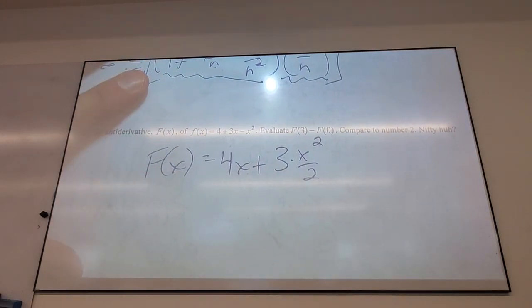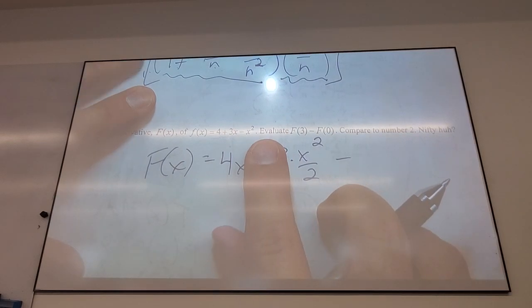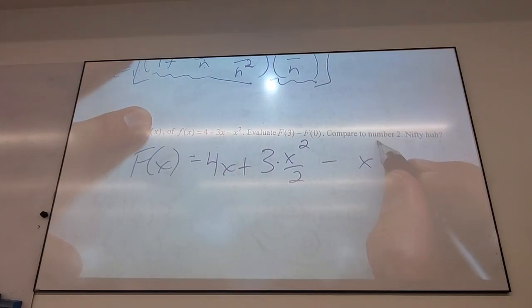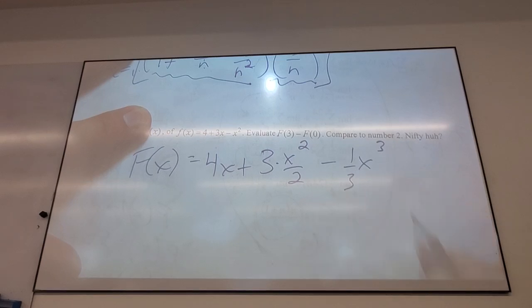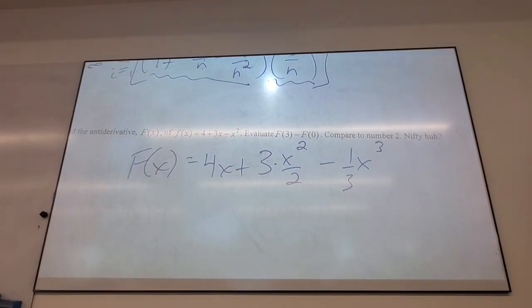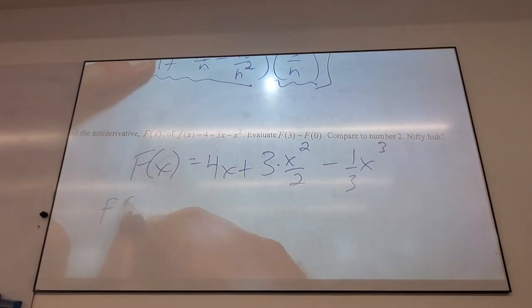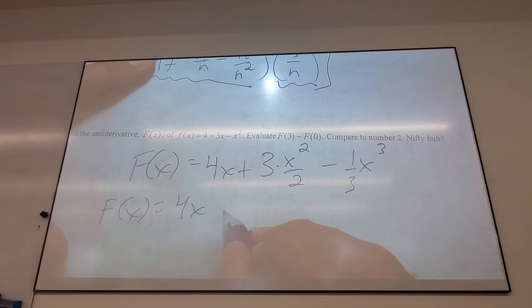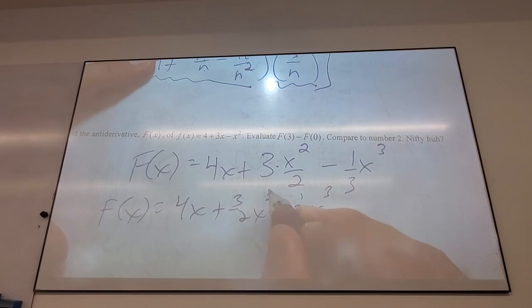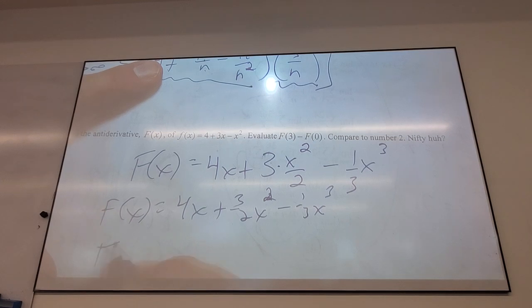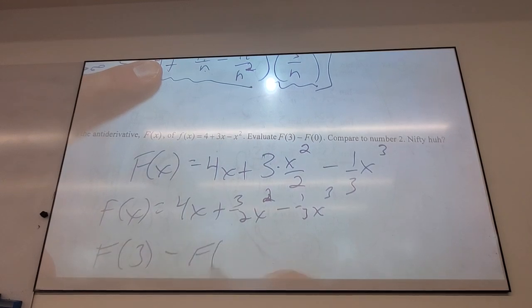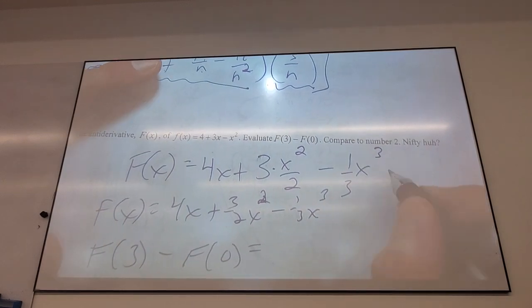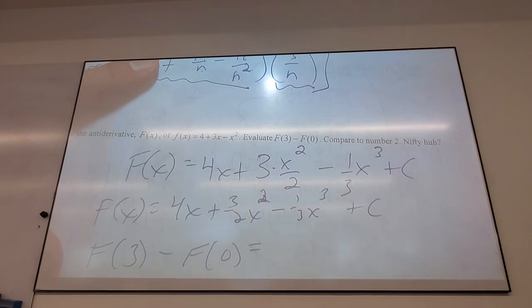So what happens with x squared? X to the third, divided by 3, 1/3. So I get 4x plus 3 halves x squared minus 1/3 x cubed. And my request to you is what's F of 3 minus F of 0? Oh, by the way, plus c.